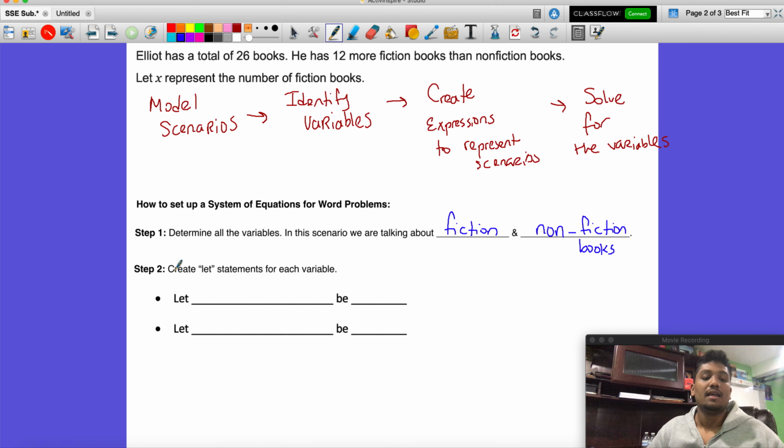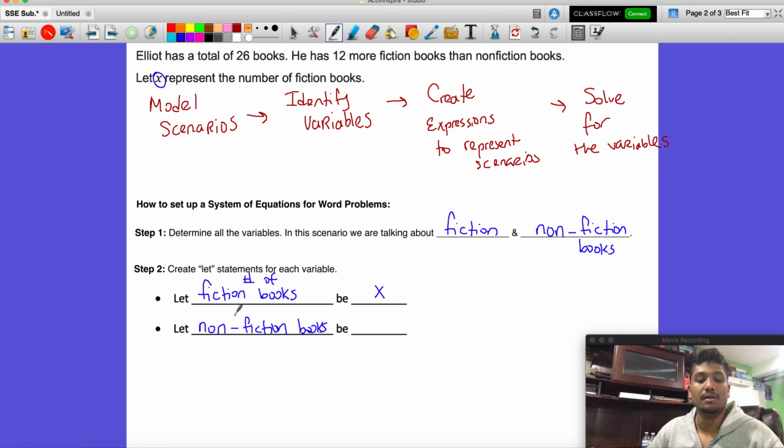Perfect. Okay, the next step after that is, all right, cool, we have our variables. Let's create let statements now. We're going to let our fiction books, or in this case, the number of fiction books, and that makes a big difference, be what they want us to call it. They told us at the top that they want us to use X, so we're going to use X. Let X represent the number of fiction books. So fiction books is X. Then the other variable that we chose is non-fiction books.